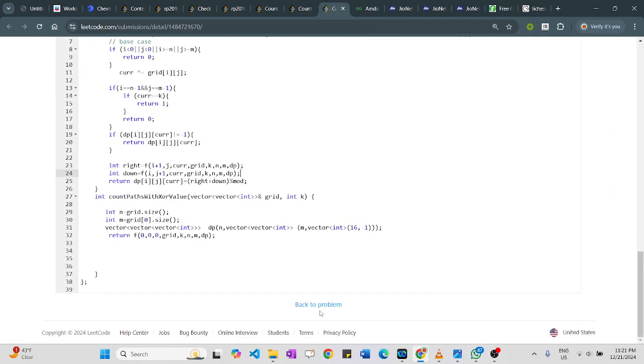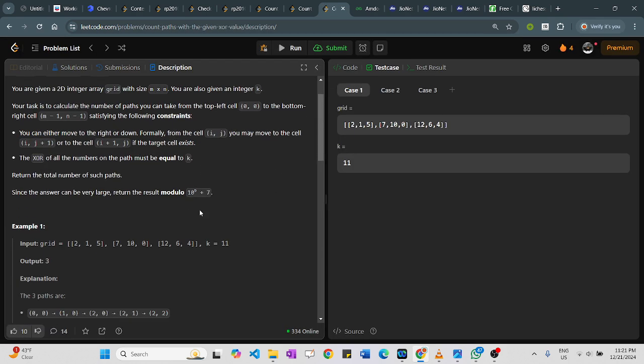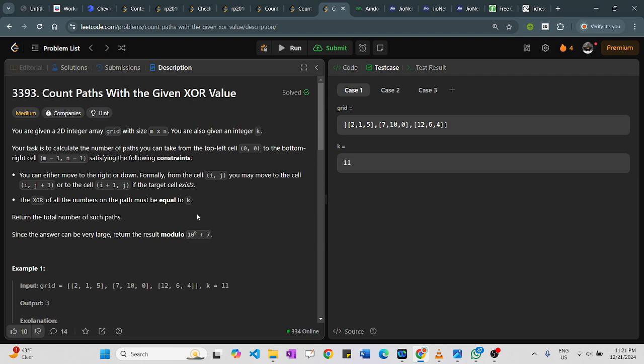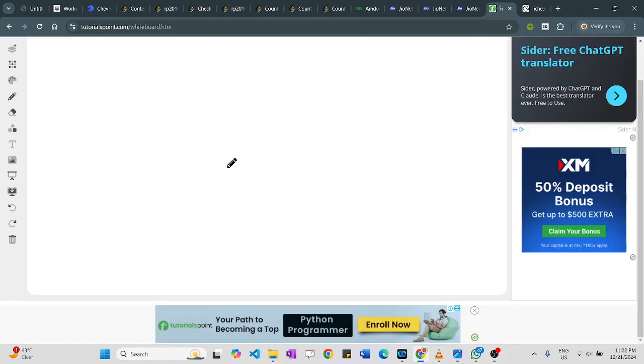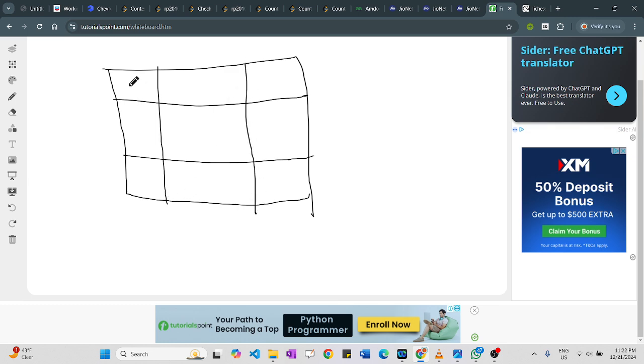Let's move toward the second one. So in the second question, you have been given one grid. Let me elaborate it here as well. Like you have been given one grid, okay, and then we'll have to start your traversal from, let's say this is a 3x3 grid, from 0 comma 0, and then you'll have to reach this coordinate, that is n minus 1 comma m minus 1.